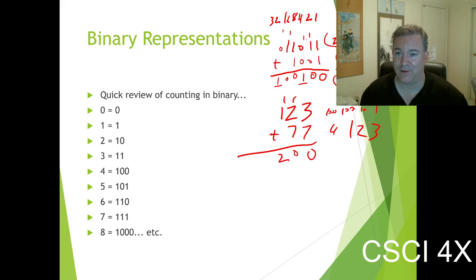In binary, it's base 2. Binary meaning 2. Every digit corresponds to a subsequently greater power of 2. So the rightmost one is the 1's digit, the next one is the 2's digit, the next one's the 4's digit, the next one's the 8's digit.